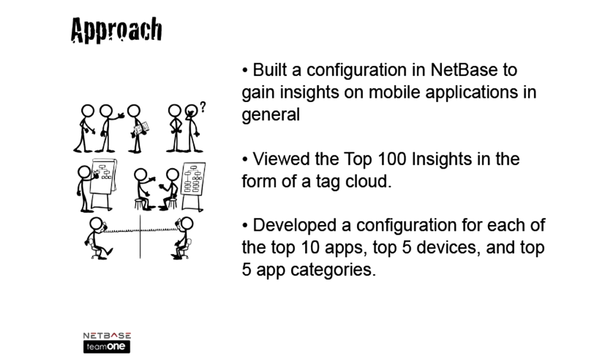We then inferred what the top 5 app categories would be using the top 10 applications and other terminology surrounding mobile applications such as music, movies, services, and more. Once this was finished, we developed a configuration around each of the top 10 apps, the top 5 devices, and the top 5 app categories. This allowed us to pull any brand passion indexes and other charts seen in this presentation.